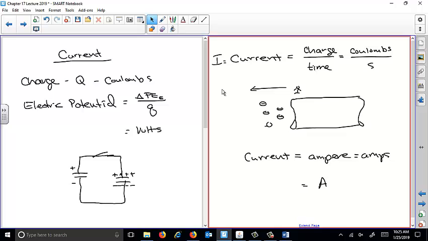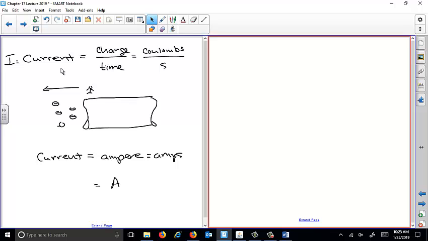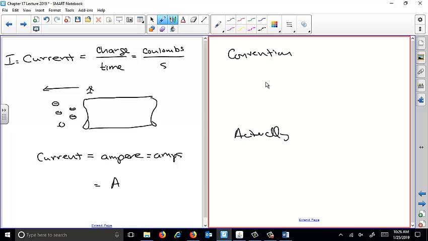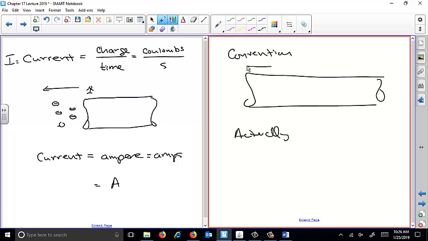So when we talk about current, we say there's current flowing in a wire. It's kind of like convention and actuality. So from a convention standpoint, we've got a wire, and if we have current flowing in this direction, so there's the current, and it's moving from left to right, what we're saying is that the positive particles are moving from left to right. Okay, so these are all going this way.